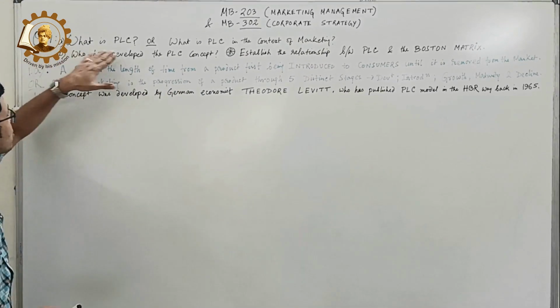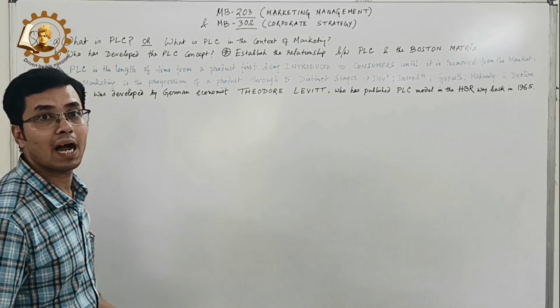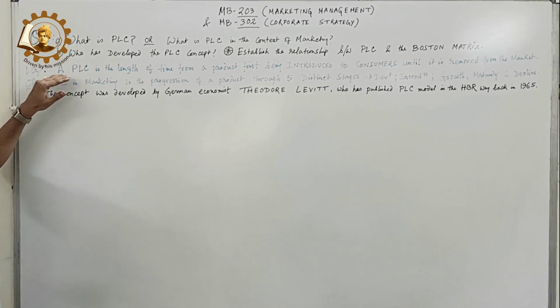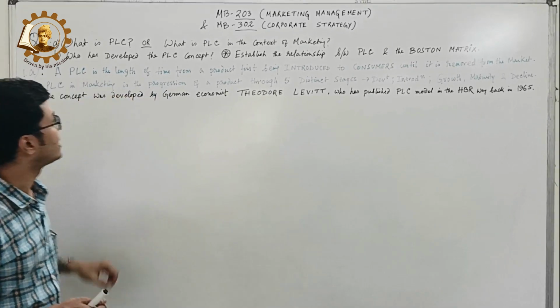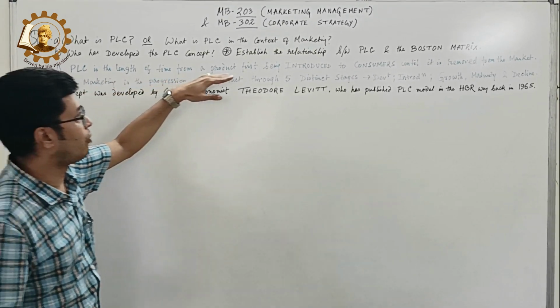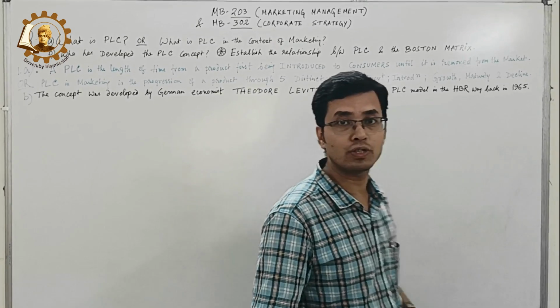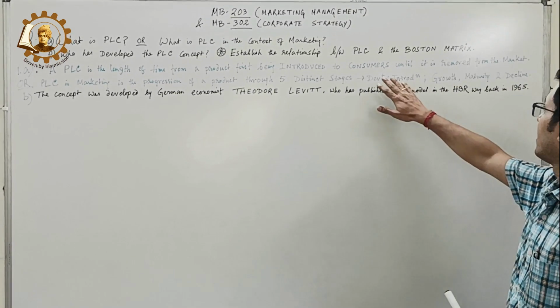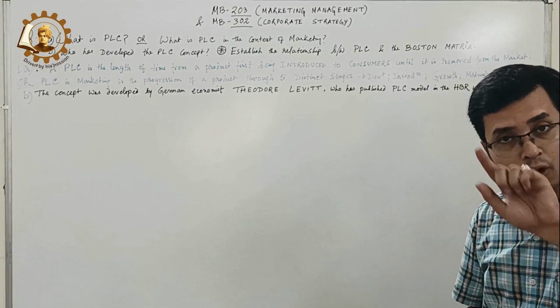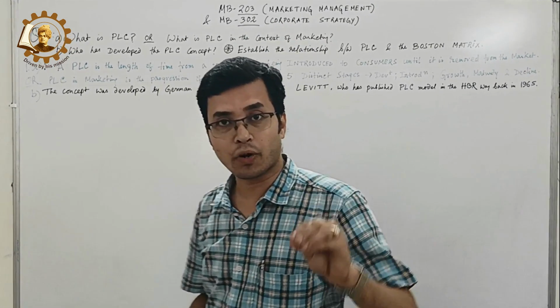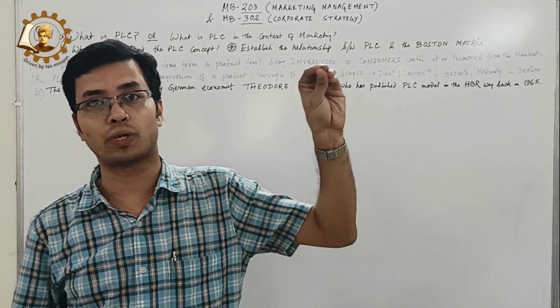So the answer to the first question, what is PLC: PLC or product life cycle is the length of time, the duration of time, right, from when a product is first introduced to the consumers till it is removed from the market. So it's a whole cycle from introduction to growth to maturity to decline.